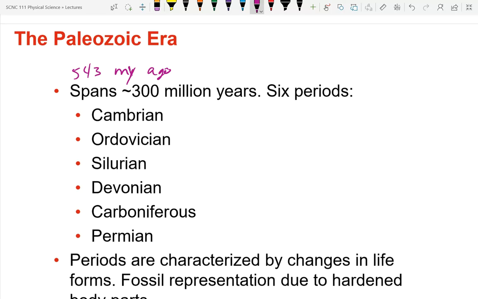So 543 million years ago, 540 million between friends. This is going back a long time, especially if you believe in short age of the Earth, right? If you believe the Earth is 6,000 years old, 543 million years is completely inconceivable. But that's the date that scientists have for it. And within this era, we have 6 periods, with each one having different kinds of life that dominate. So the Cambrian, Ordovician, Silurian, Devonian, Carboniferous, and Permian, we'll go through those individually.